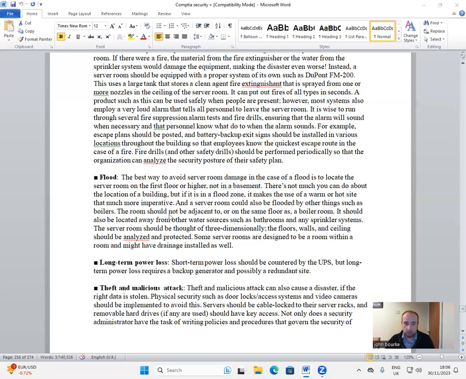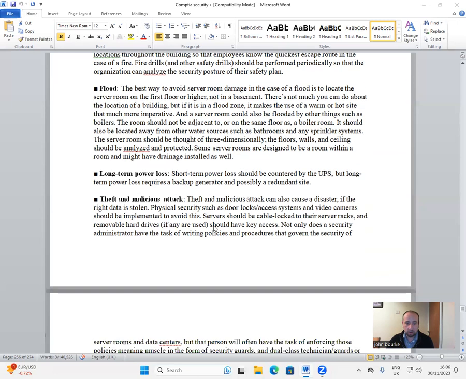The room should not be adjacent to or on the same floor as a boiler room. It should also be located away from other water sources such as bathrooms and other sprinkler systems. The server room should be thought of 3-dimensionally. The floors, the walls, and the ceiling should be analyzed and protected. Some server rooms are designed to be a room within a room and might have drainage installed as well.